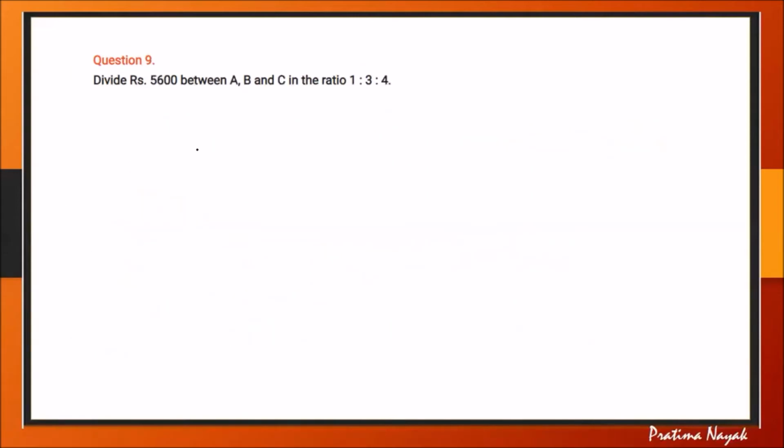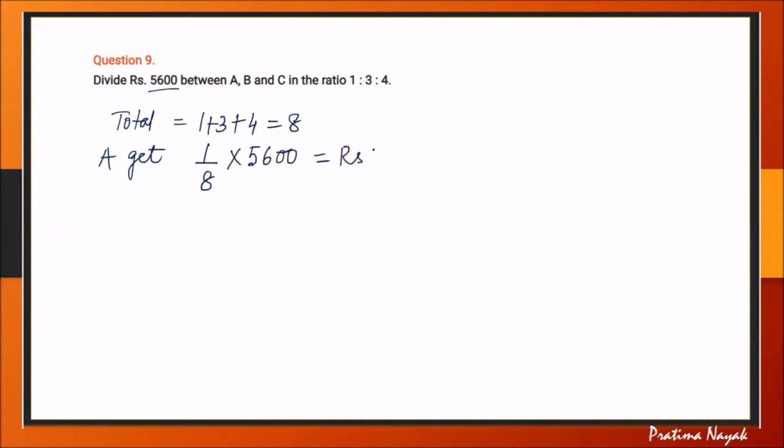Question number 9. Divide 5,600 between A, B, C in ratio 1 is to 3 is to 4. So what is the total amount? Total parts is 1 plus 3 plus 4. It will be 8. So A gets 1 by total 8 of 5600. It will be rupees 700.